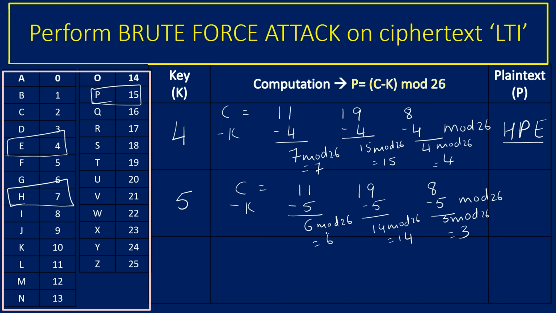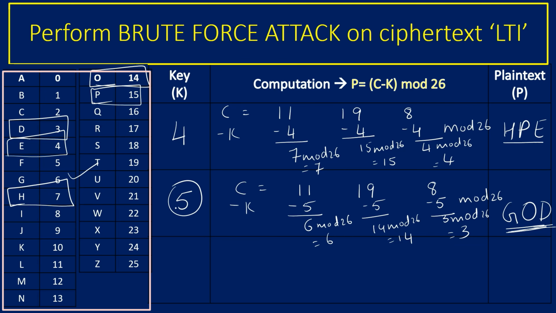He then checks the letters corresponding to these decrypted numbers. So the letter corresponding to 6 is G, the letter corresponding to 14 is O, and the letter corresponding to number 3 is D. So the decrypted output is GOD, which makes sense. So since he recovered a sensible word, the correct key is K equal to 5.